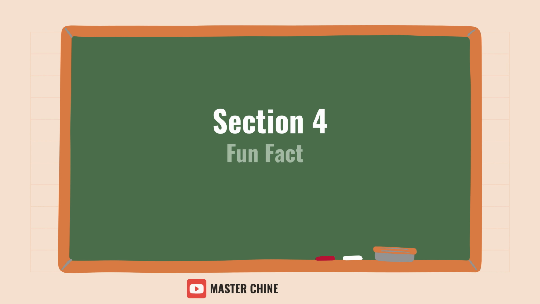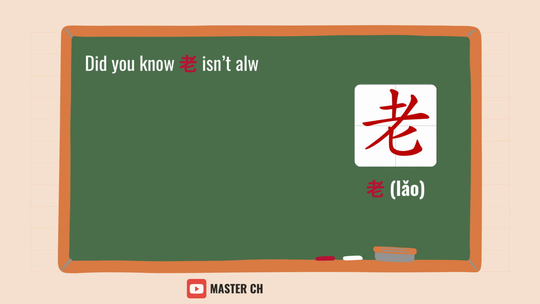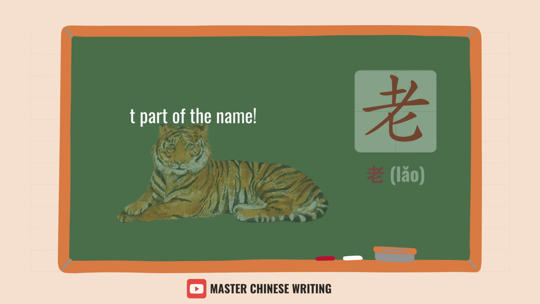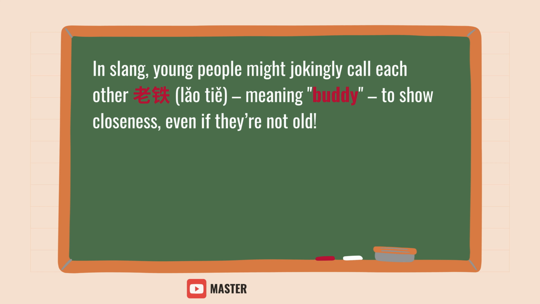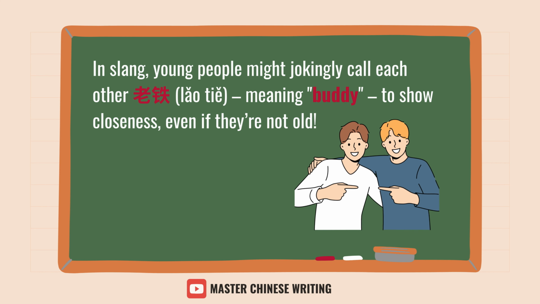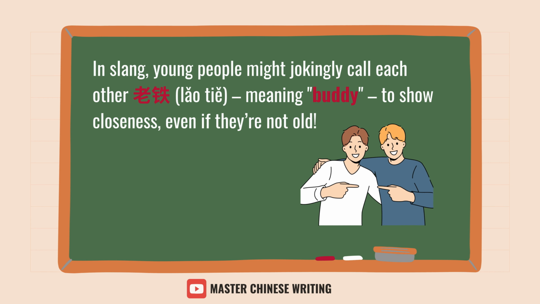Section 4. Fun fact. Did you know 老 isn't always about age? In words like 老虎, tiger, it's just part of the name. In slang, young people might jokingly call each other 老铁, meaning buddy, to show closeness even if they're not old.